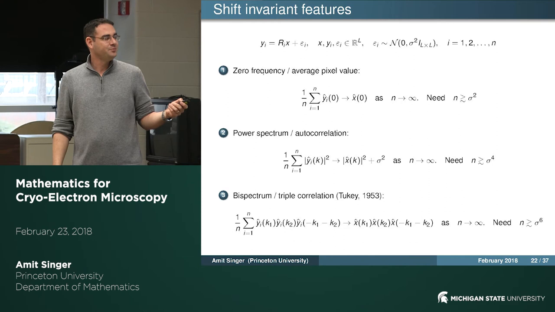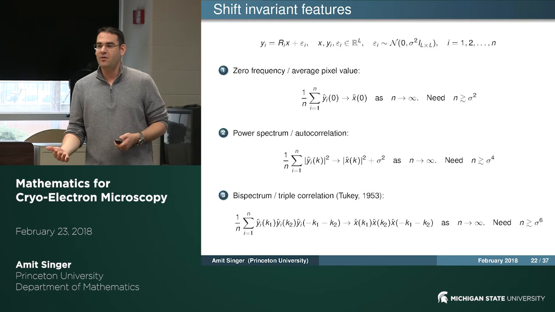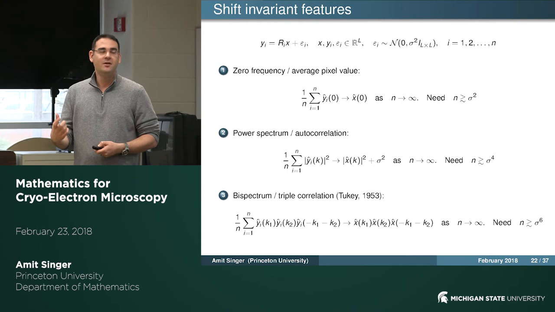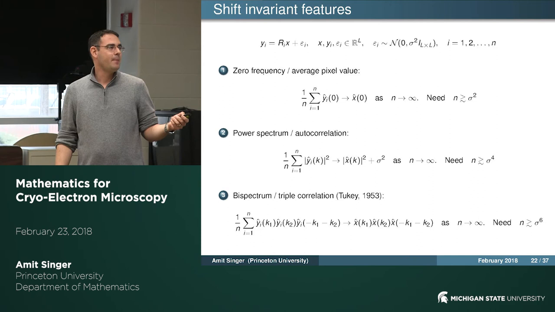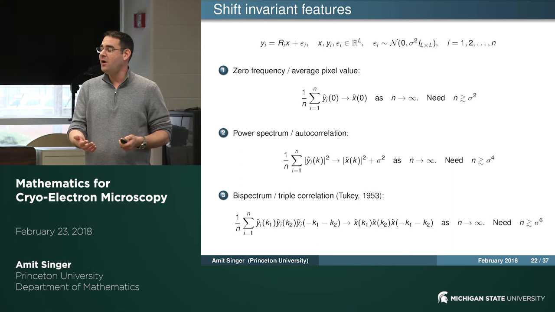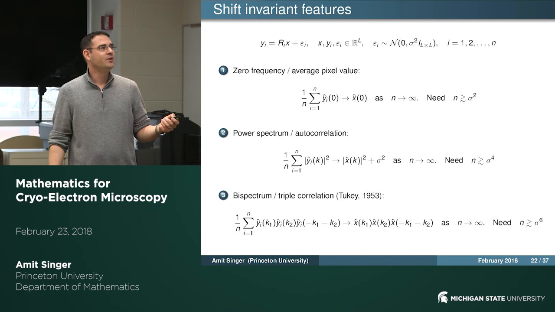These are just the squared magnitudes of the Fourier coefficients. And you can see that they are invariant because when you shift the signal, each one of the Fourier coefficients just gets phase modulated. And so by taking the absolute value, you get rid of the phase. So it's shift invariant. And again, by the law of large numbers, this will converge to the power spectrum of the clean signal plus the power spectrum of the noise, which I assume to be white noise, so it's just sigma squared. So if you know sigma, you now get the power spectrum of the underlying clean signal.